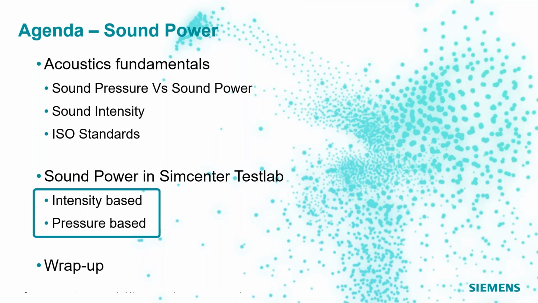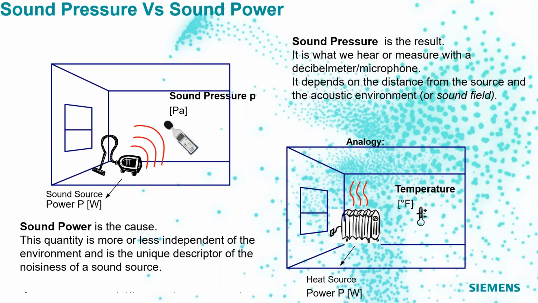There's two ways that we can do this. One based on sound intensity. Again, we'll go through how that's done. And then pressure based. So we'll talk about those two things, and then we'll wrap up with questions or comments following the presentation. So, sound pressure versus sound power.